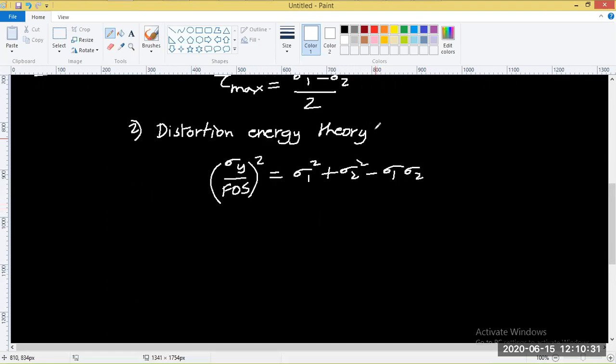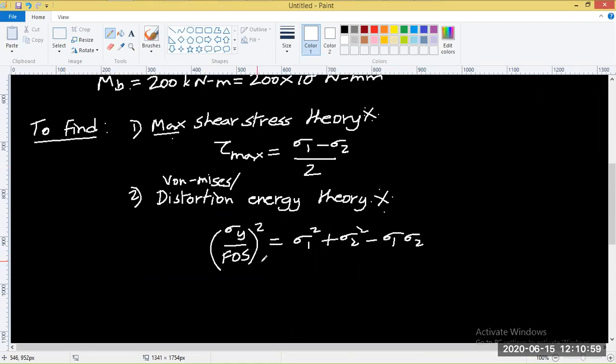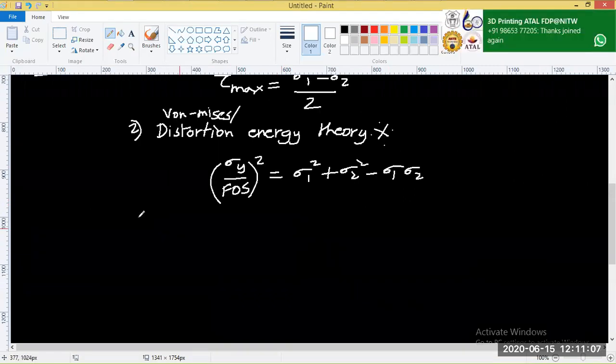So this also is important with respect to your career in interviews. Many times the interviewer asks, give the equation for von Mises or distortion energy. This is also von Mises. Most commonly used, as I told, von Mises or distortion energy Hencky theory of failure. Okay, so this is very important. So I hope you learn this by heart.